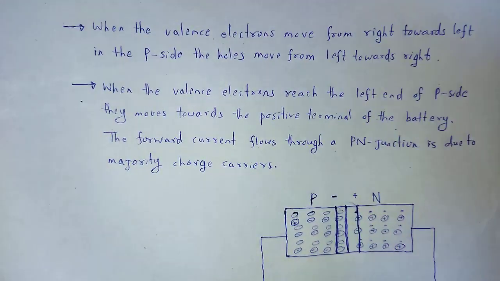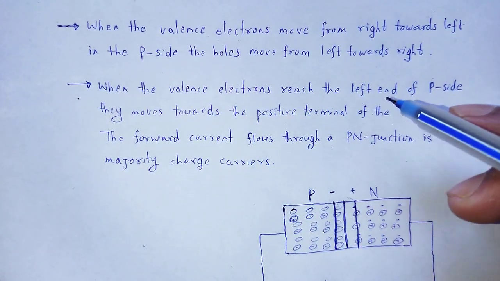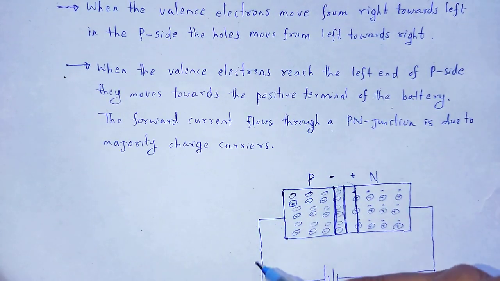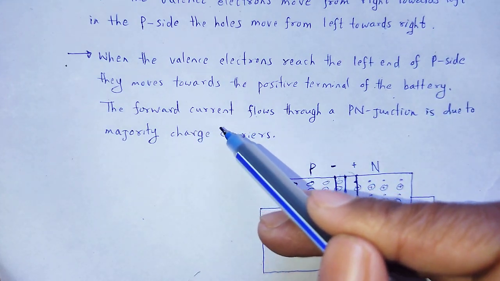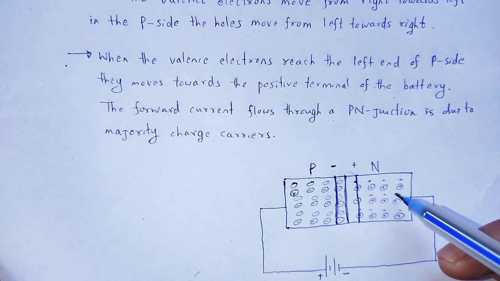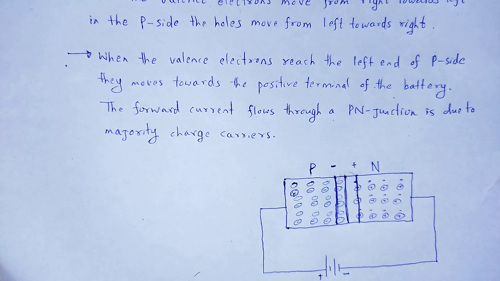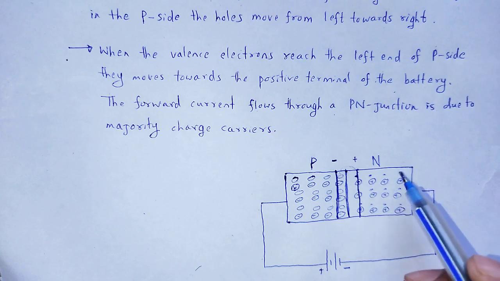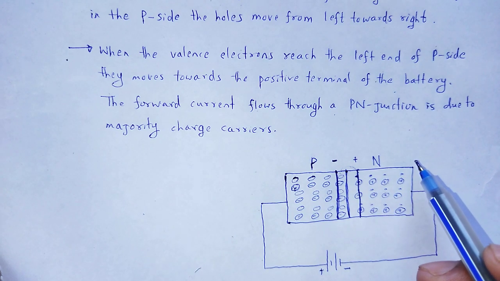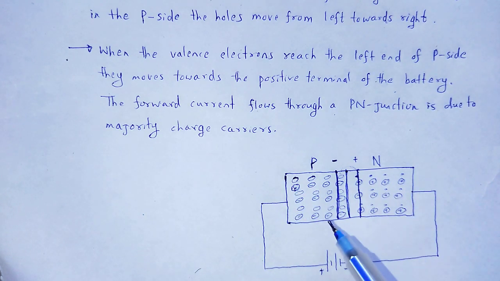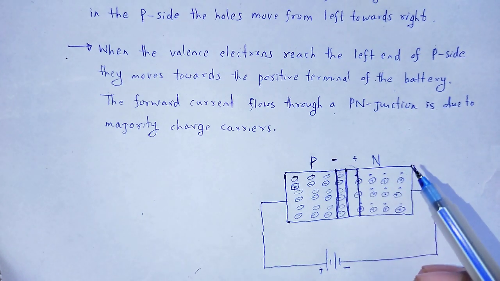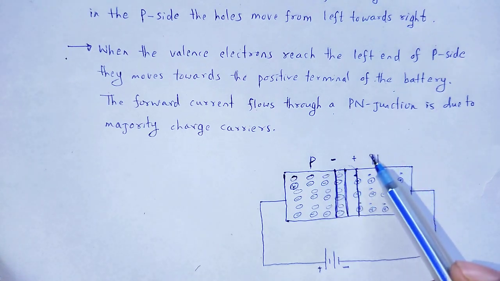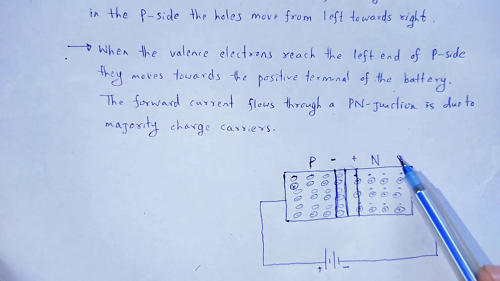As a result, when the valence electrons reach the left end of the p side, they move towards the positive terminal of the battery, and the forward current flowing through the p-n junction is due to majority charge carriers. Here the majority charge carriers are holes in p type, and in n type the majority charge carriers are free electrons. Therefore, overall the current flows through the p-n junction due to the majority charge carriers.